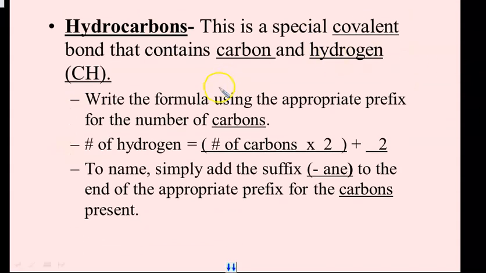All right, you may want to pause or write this down. We're going to be writing the formula using the appropriate prefix for the number of carbons. Carbon is going to have the prefix. We're going to learn how to calculate the number of hydrogens. It's going to be the number of carbons times 2 plus 2. So you can remember times 2 plus 2. That's how we're going to get an alkane's number of hydrogens. And then these words are all going to end in a suffix of ane, connected to the correct prefix. These are super easy.